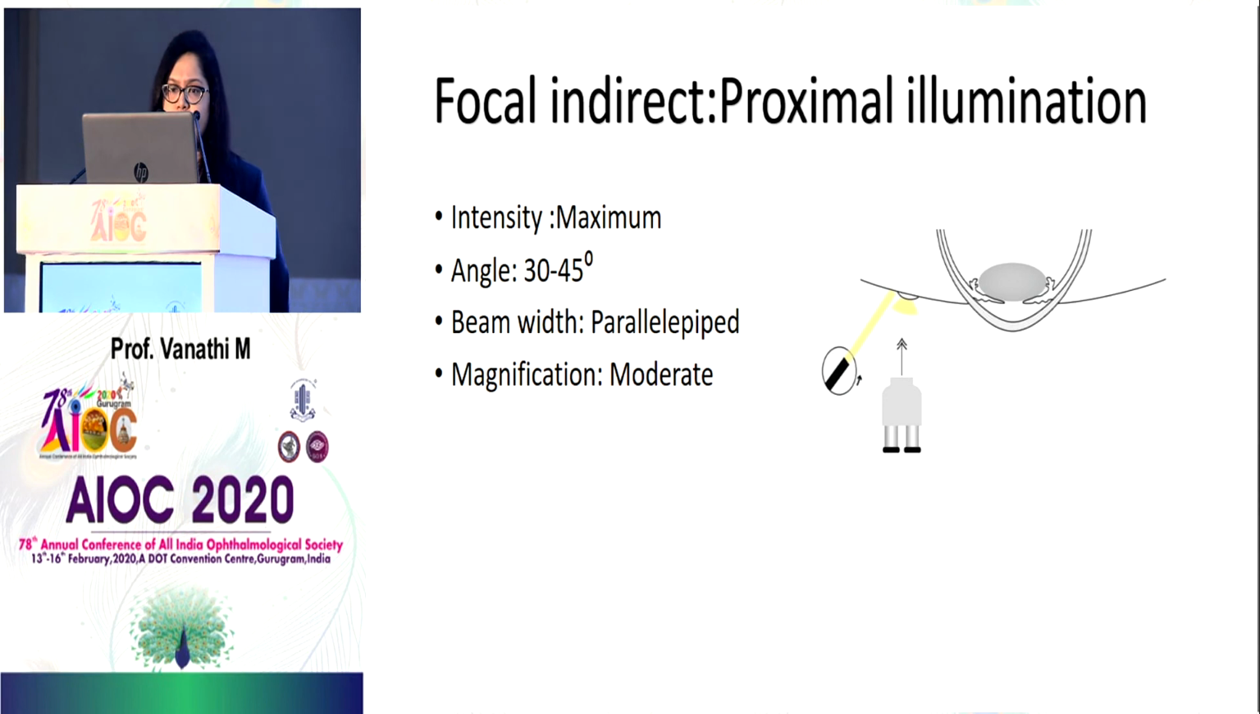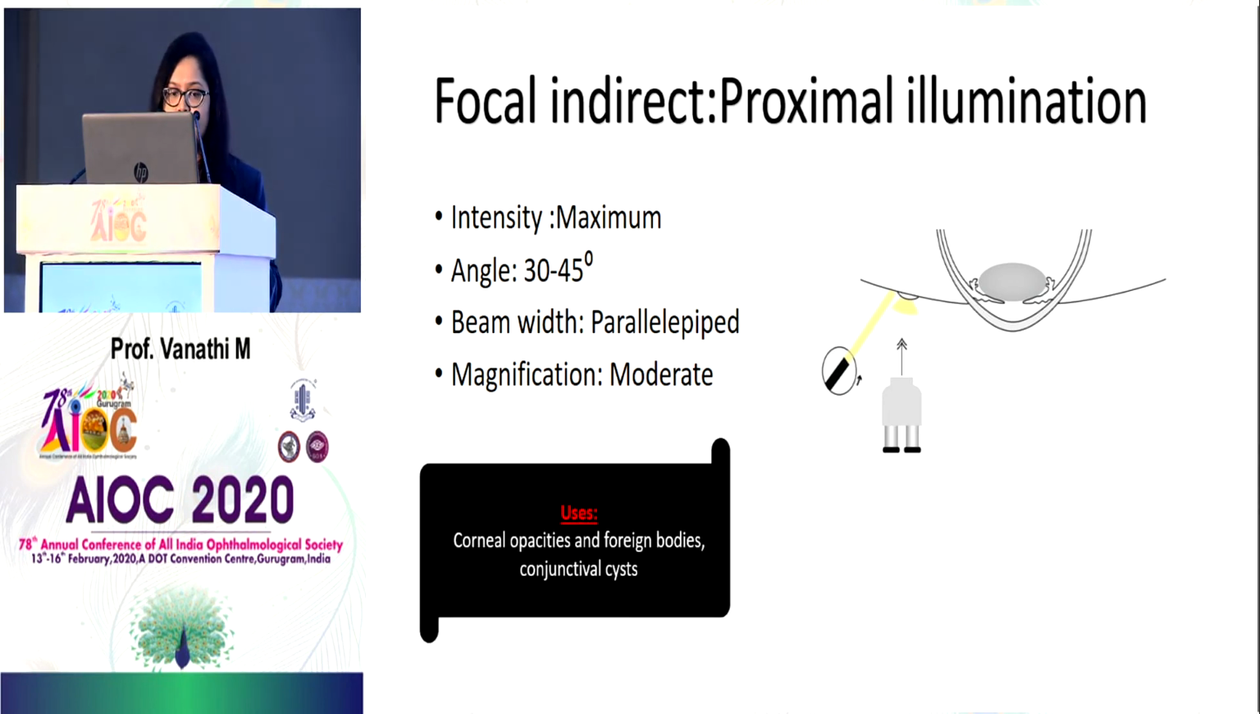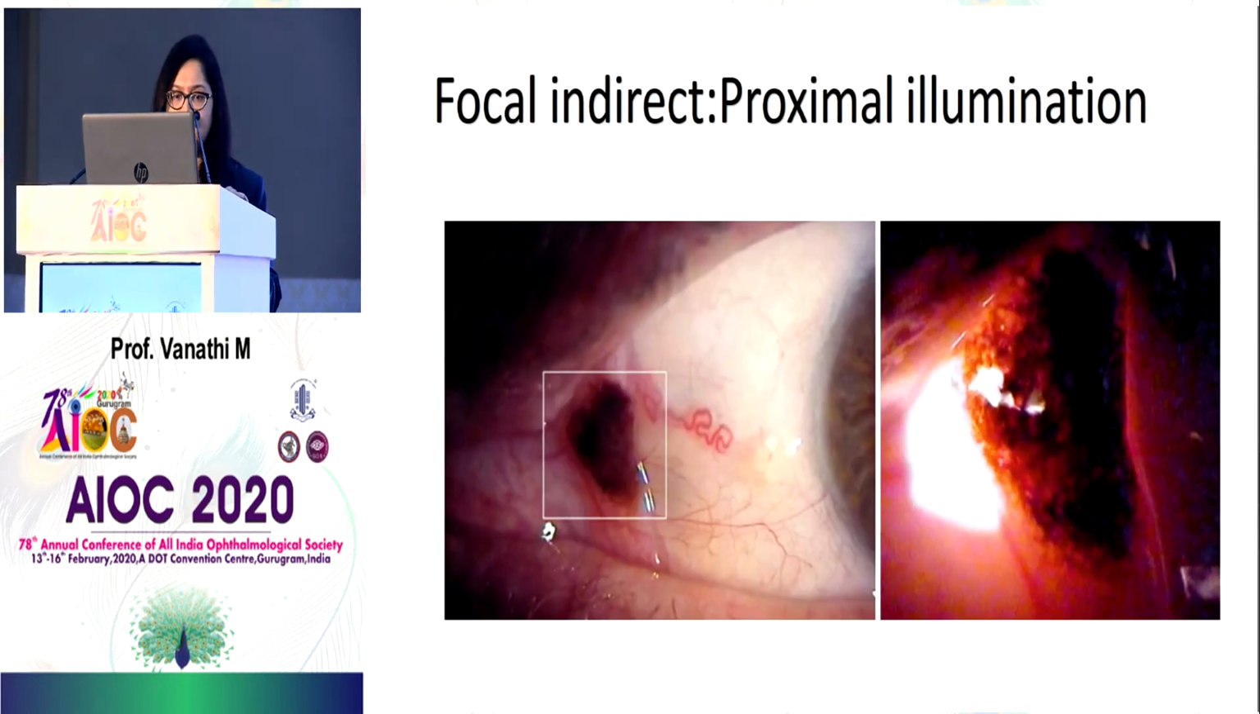Coming to focal indirect illumination, which is a proximal illumination. In this, intensity is kept maximum, angle is 30 to 45 degrees, beam width is parallel pipette, and magnification is kept moderate. So here corneal opacities or foreign bodies can be seen directly. Here we are not focusing the light directly on the lesion, just adjacent to the lesion we are focusing, and then the lesion becomes more prominent. So in the first diagram it was examined on diffuse illumination, but in the second diagram, when we focus the light adjacent to the lesion, it becomes more prominent.